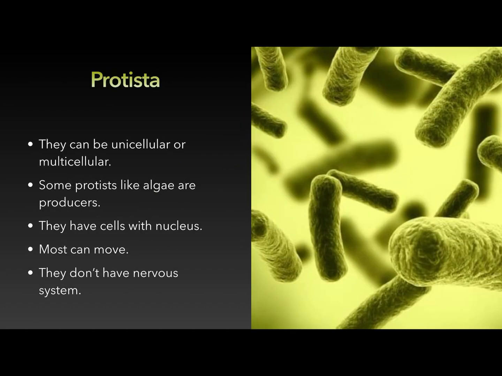Protista. They can be unicellular or multicellular. Some protists, like algae, are producers. They have cells with a nucleus. Most can move. They don't have a nervous system.